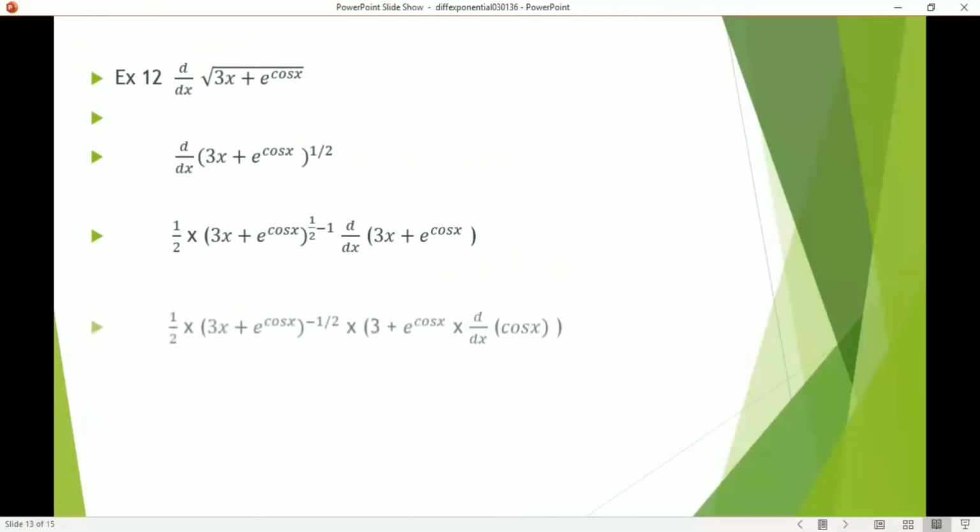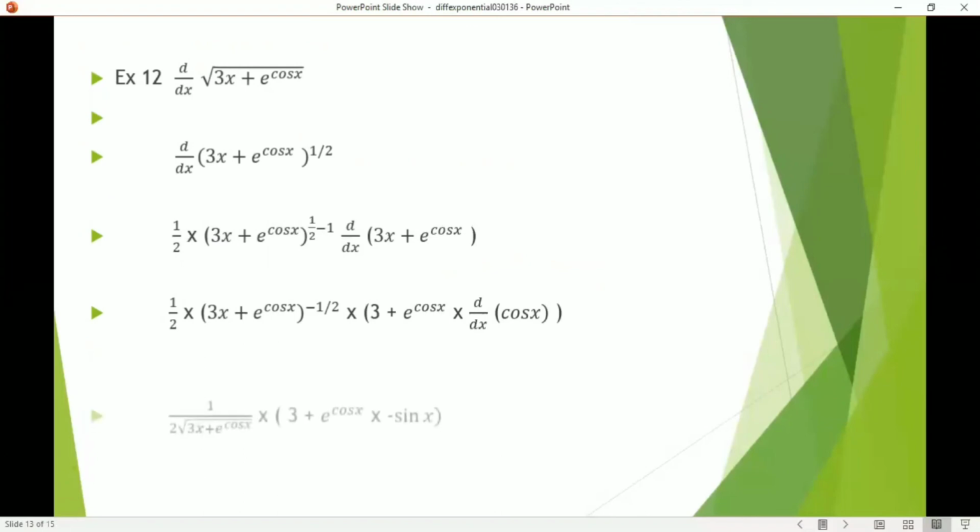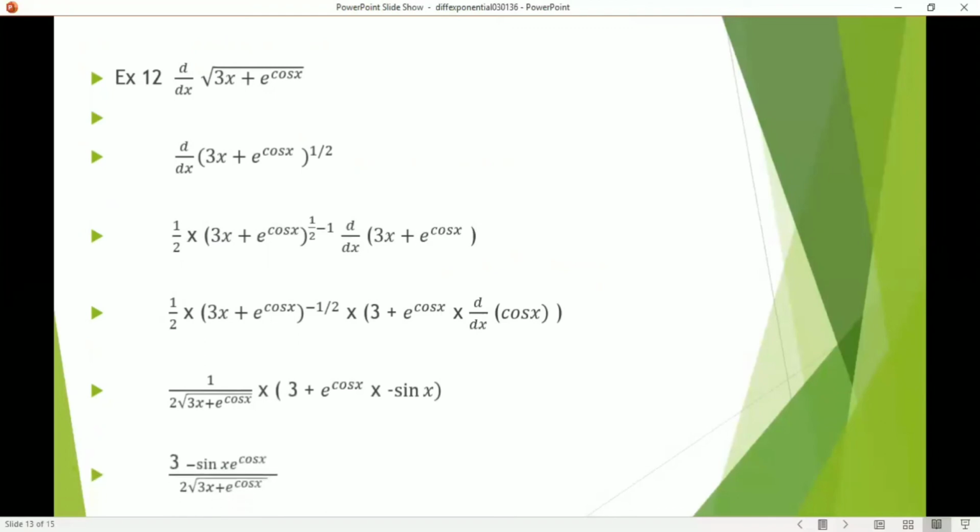So derivative of 3x is 3. Derivative of e to the power of cos x is e to the power of cos x multiplied by the derivative of cos x. Now, derivative of cos x is minus sin x. So we have the final answer, 3 minus sin x e to the power of cos x divided by 2 upon square root 3x plus e to the power of cos x.